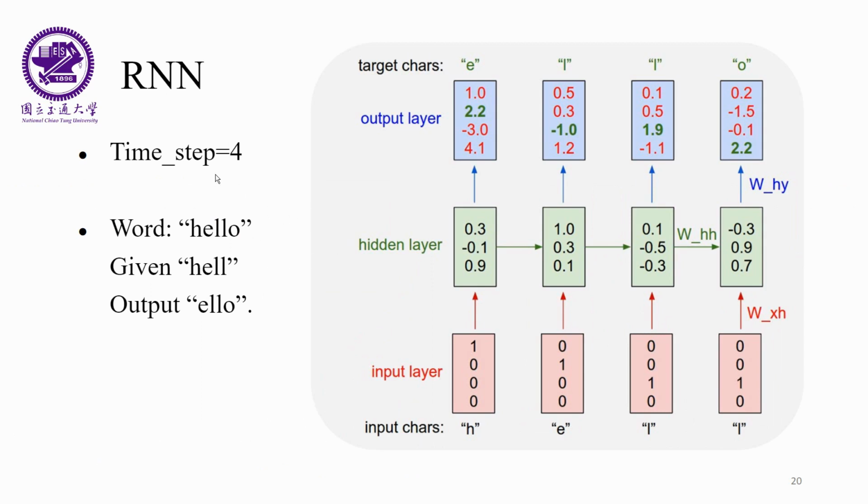And here's an example of RNN. The time step is defined to be 4, so the model can only read 4 characters at one time. If we want the model to learn the word hello, then given HELL, it should output ELLO. That's what we aim for.